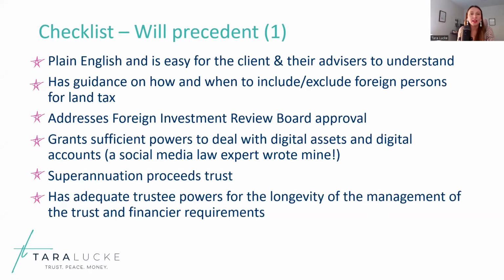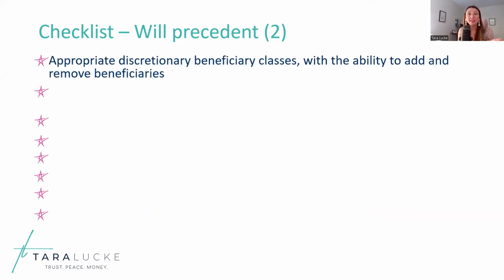So I was just saying, rounding that out with trust powers, financier powers, all of those things that you want to see in there. That's why the trust deeds do go for pages and pages. Appropriate discretionary beneficiary classes, and ability to add and remove. So it's important that you can look at this and tailor these. Are spouses included or not? What's the impact of that on family law benefits of the trust?